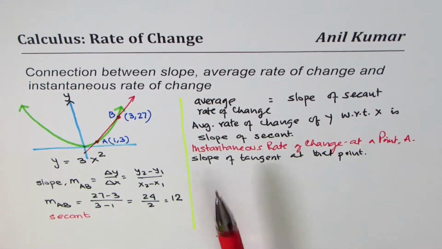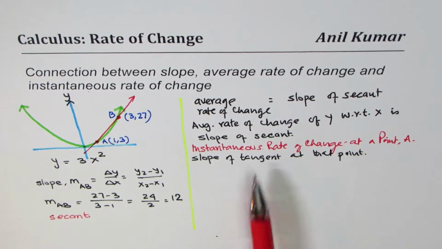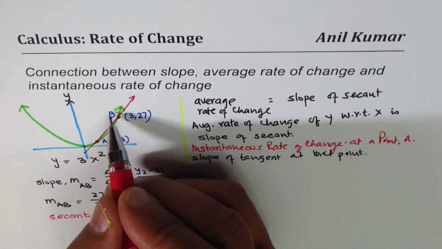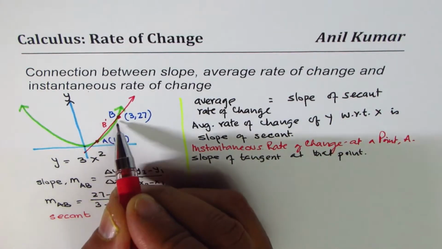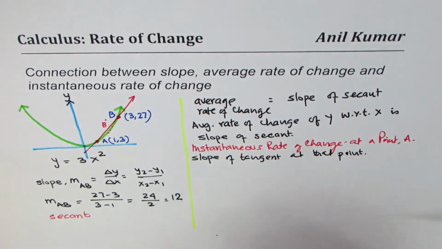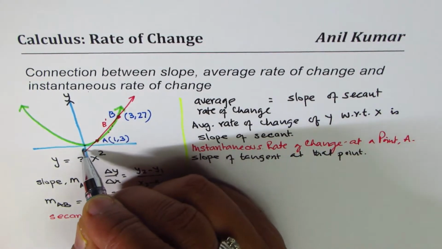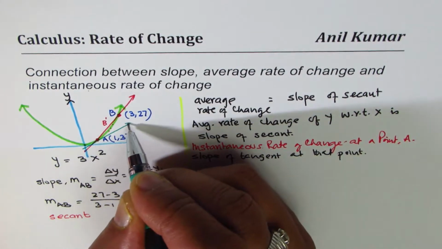So what really happens is, the instantaneous rate of change at a point A is the slope of the tangent. Now consider bringing this point B closer and closer, closer and closer. Then we'll have a situation where practically the secant will become a tangent, that is kind of like this. Do you see that?